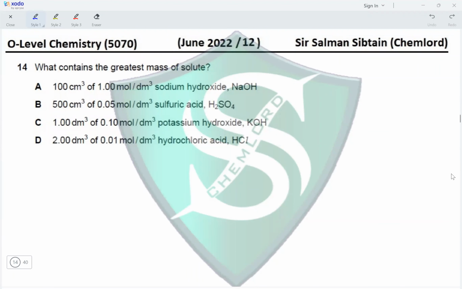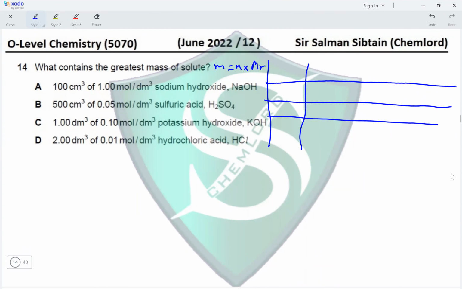Question 14. What contains the greatest mass of solute? Okay, so we need to calculate the mass here. So we will have to process all of the options. So let's begin. So first of all, the formula to calculate mass is equal to number of moles into Mr. So the first thing we are going to do is find out the Mr of all of these substances.